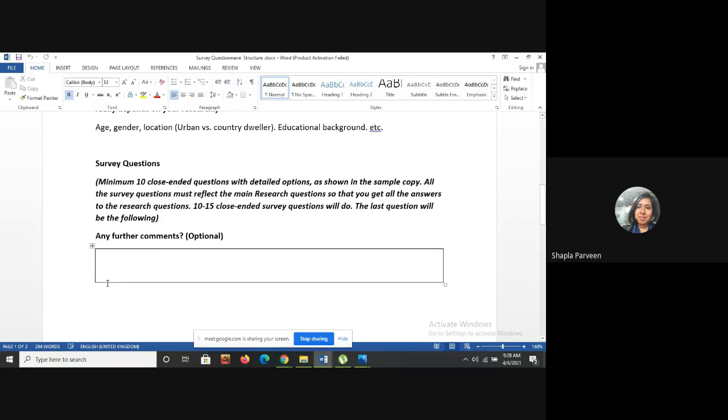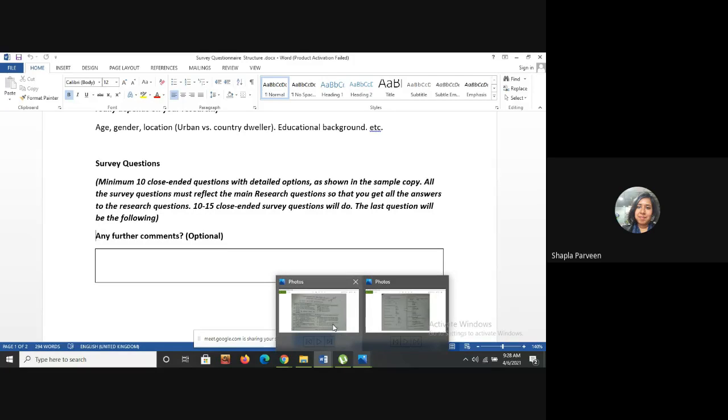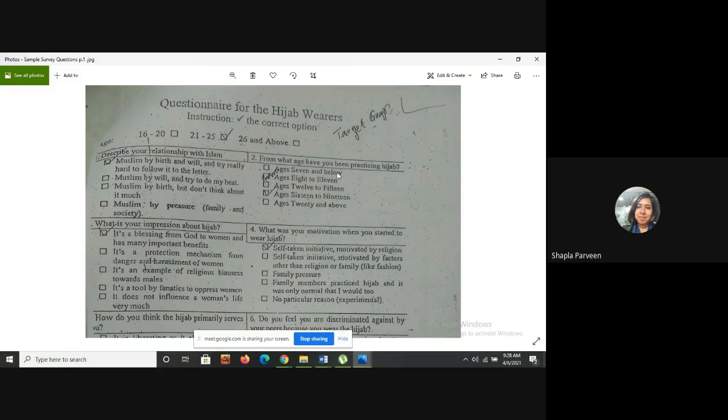So provide a box like this, or you can provide some lines. And if they want to add anything else, apart from responding to the survey questions, then they can write it here in detail in this box. So you will have 10 to 15 closed-ended questions following this sample here, okay?